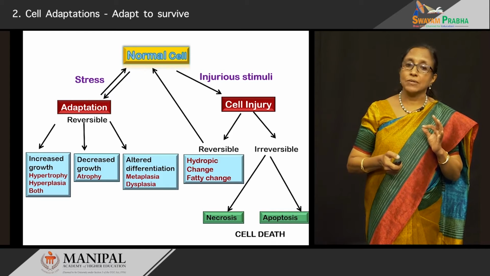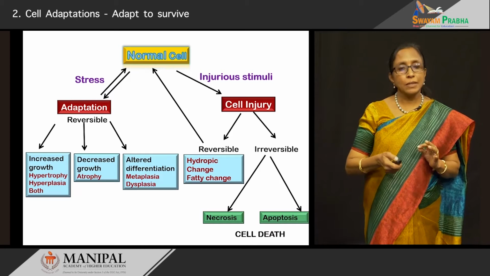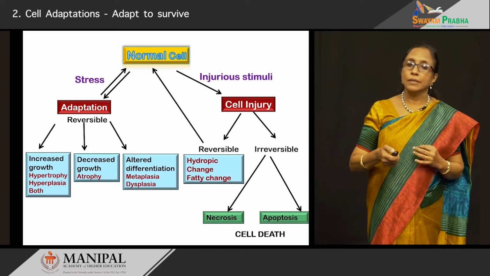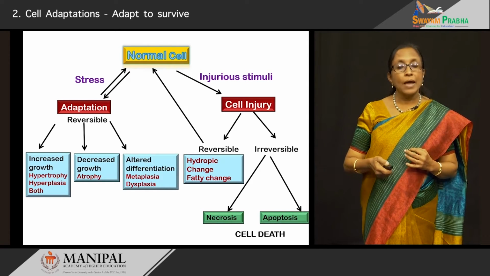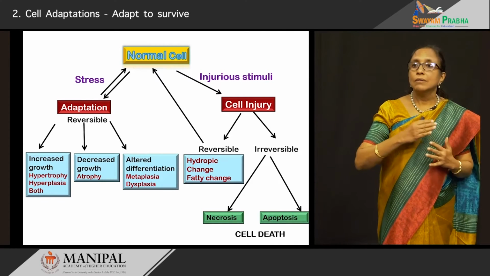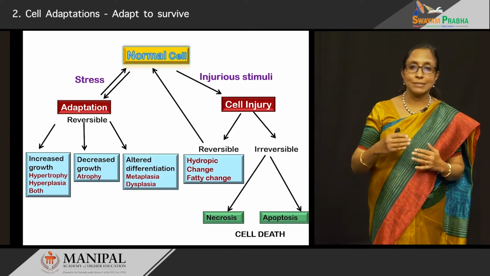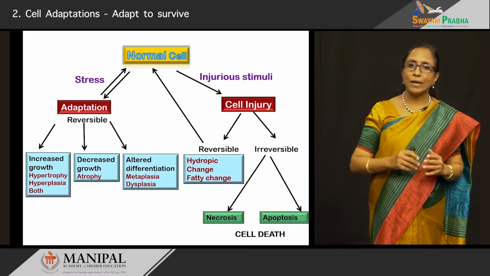Most of the adaptations are reversible. And today we will be looking at increased growth in the various forms, decreased growth in the form of atrophy, and also altered differentiation, that is the way the tissue goes on to specialize functions and alterations in that. Now, that is on one side.